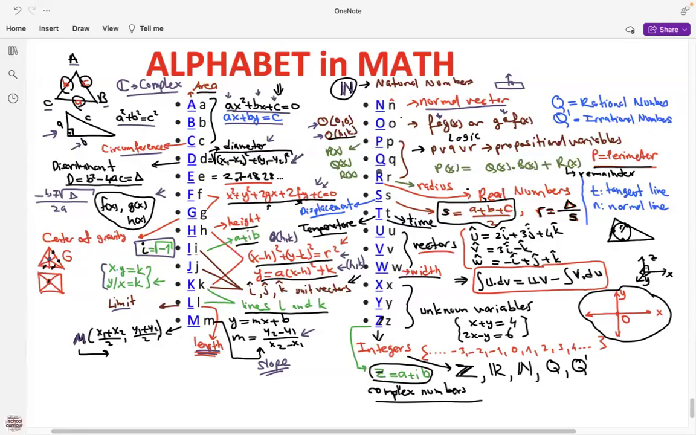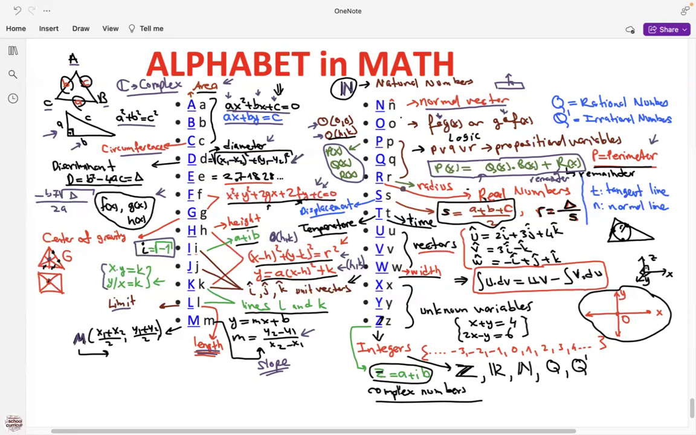Capital P, Q, R are mainly used for polynomial functions. When a polynomial is divided by b of x, which is the divisor, the quotient is q of x and the remainder is r of x. So this is mainly used for polynomials, capital P, Q, R. But small p, q, r is used in logic, and they are the propositional variables. And besides, we use perimeter definitely. And other than area, we have a perimeter here, which is capital P.